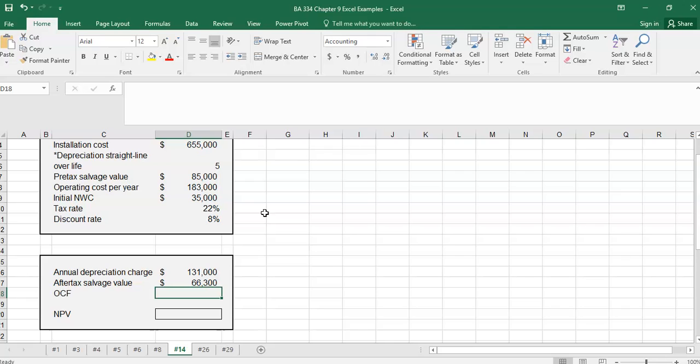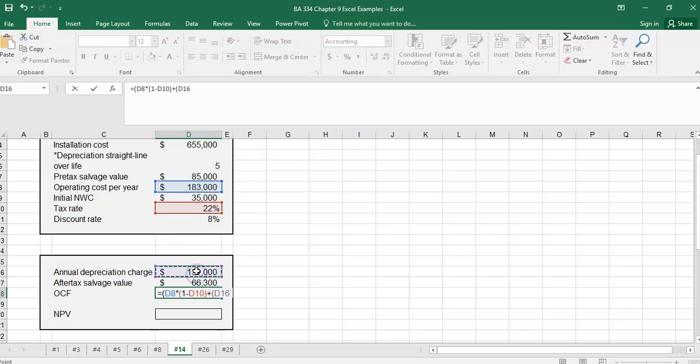And then our operating cash flows. So the operating cash flow is the operating cost per year times 1 minus the tax rate plus our depreciation shield. So we have our operating cost savings times 1, need parentheses, 1 minus the tax rate. So that's our after-tax effect of the change in operating cost, plus our depreciation shield, which is our depreciation expense times our tax rate.